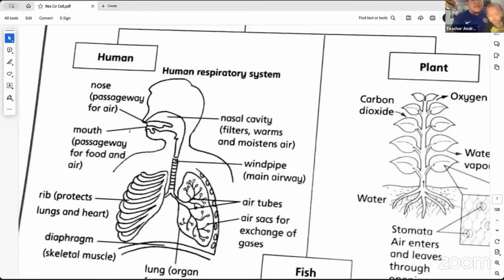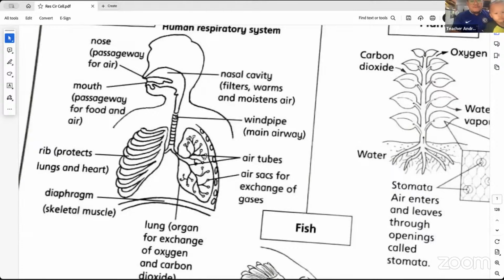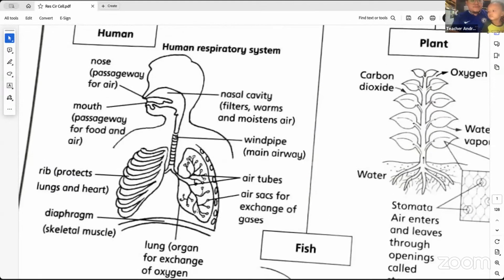All right. So the air will enter here, the nose, then it will pass down through the windpipe, and then it will go into the lungs. When you reach the air sacs in the lungs, there's a place where it exchanges the oxygen and the carbon dioxide from the bloodstream. So for the human system, we have the nose, the windpipe, and the lungs. These are the three important parts of the respiratory system.